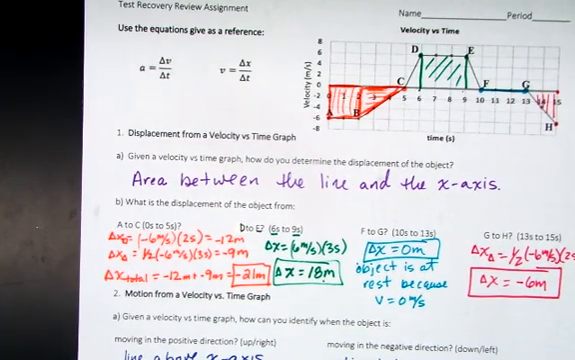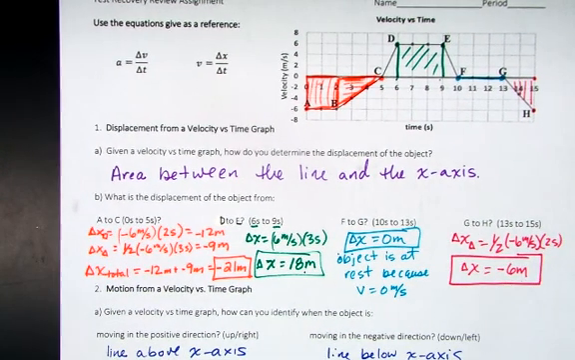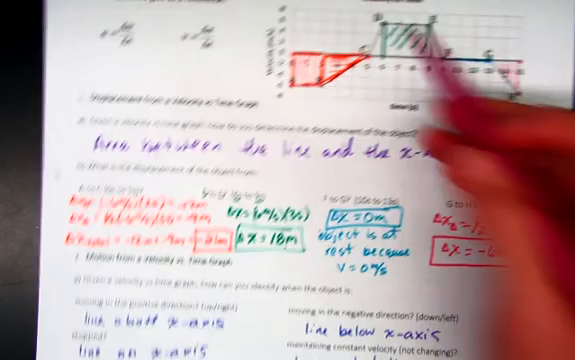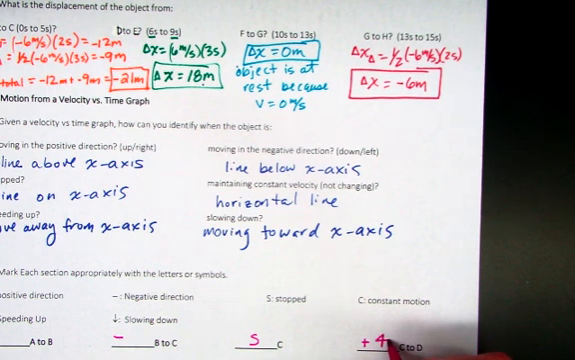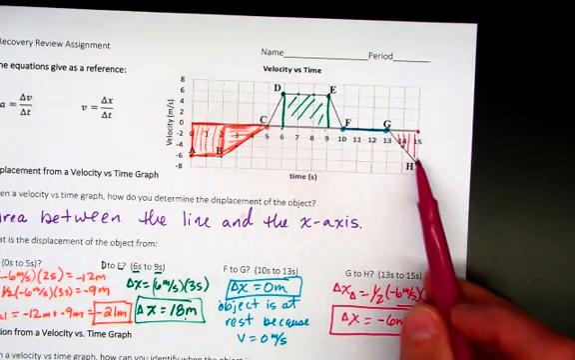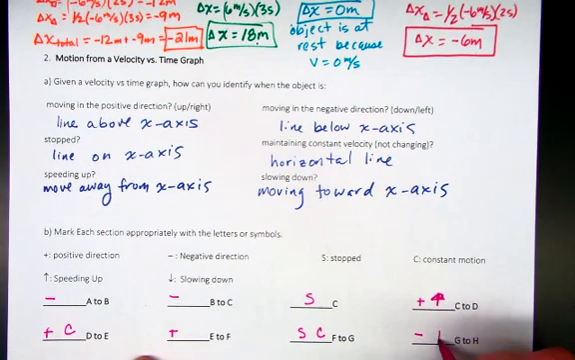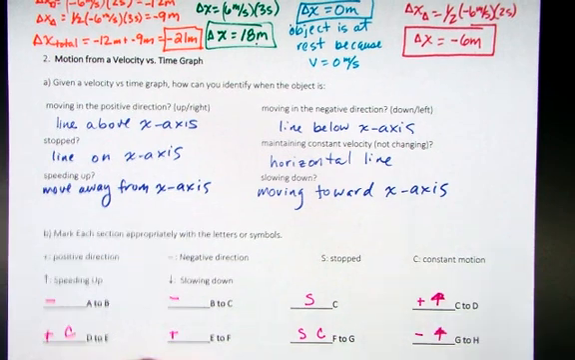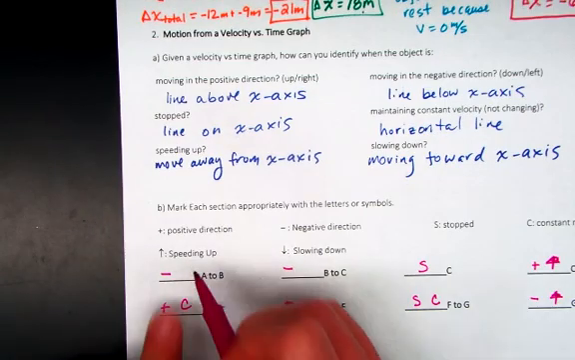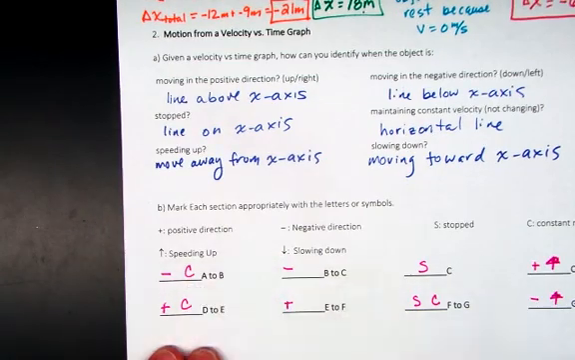Speeding up is when I'm moving away from the x-axis. I'm stopped on the x-axis, so if I'm moving away from it, I have to be increasing in speed. That's C to D, so that's speeding up. And I'm moving away from the x-axis, G to H. So that's speeding up. And then, oh, A to B is constant. I missed that one. So that's constant because it's horizontal.